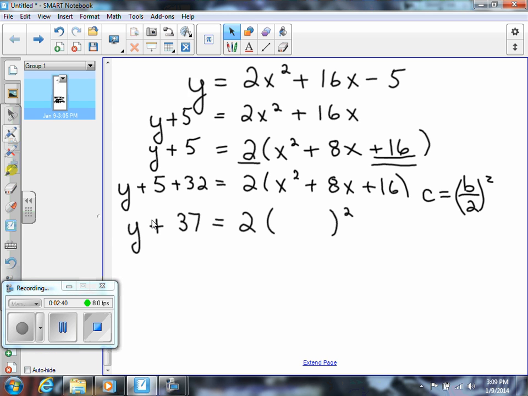And to do that, we take the square root of x squared, which is always going to be x. We take the square root of 16, which is 4, and we use whatever the sign of the middle term is. And in this case, that's a positive. Our result is now in vertex form. y plus 37 equals 2 times (x plus 4) squared, and we have completed the square.